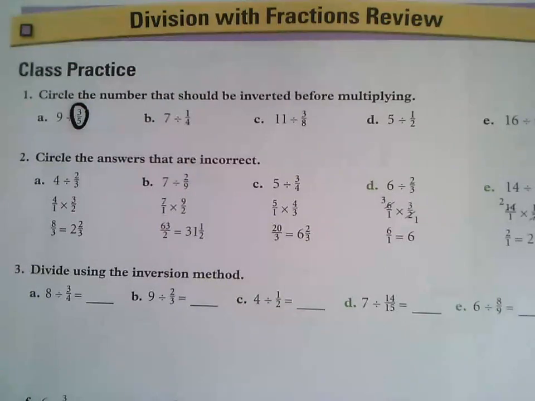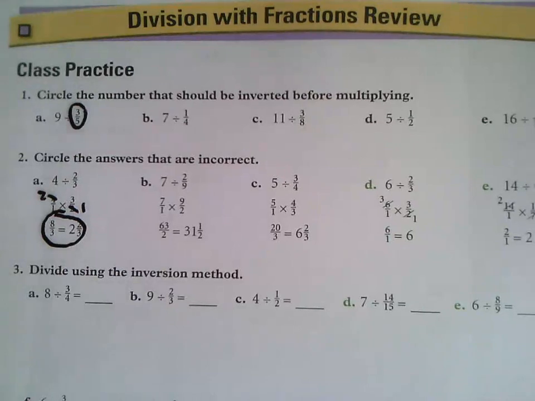Let's look at A. 4 divided by 2/3. We're going to invert the second number and multiply. Multiply, it is flipped. But that's where they go wrong. Because now to solve this, you would cancel the 2 would become a 1 and the 4 would become a 2, leaving us 2 times 3. The correct answer should be 6. This is incorrect, so I circled it.